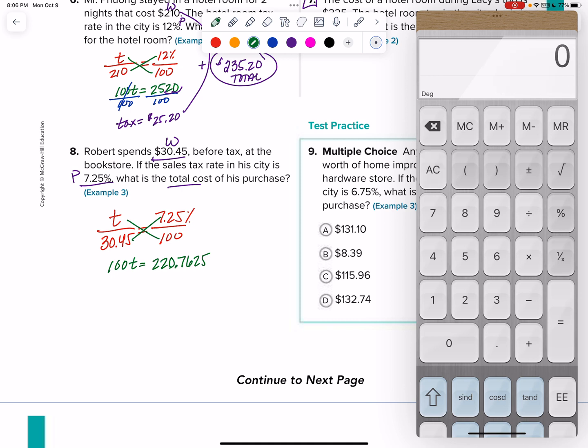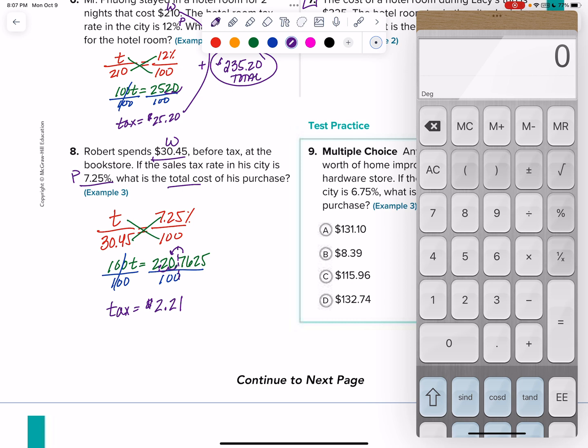And then we're going to isolate the variable. So let's divide both sides by 100, keep the balance. Cross out the hundreds because we have one whole now. And we have our tax is $2.20, but if I cut it at the 20 here because of the 7, it's 21 cents, when we're rounding to the nearest penny.